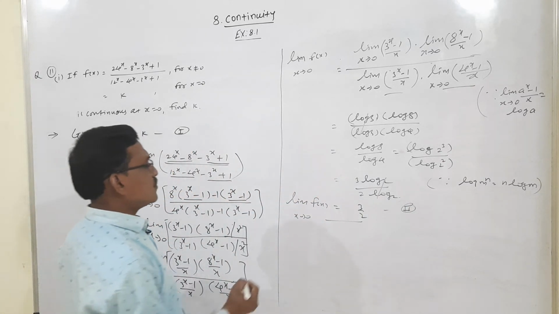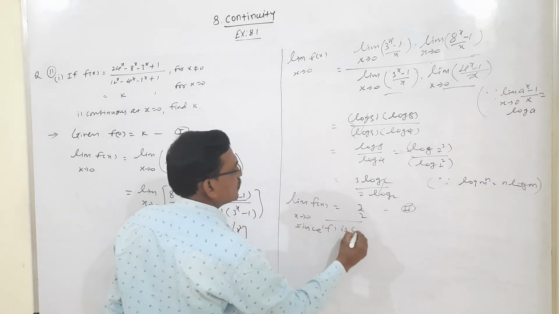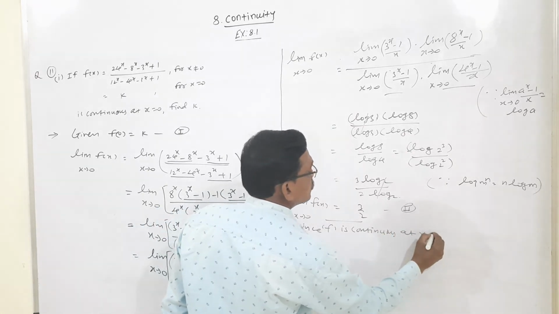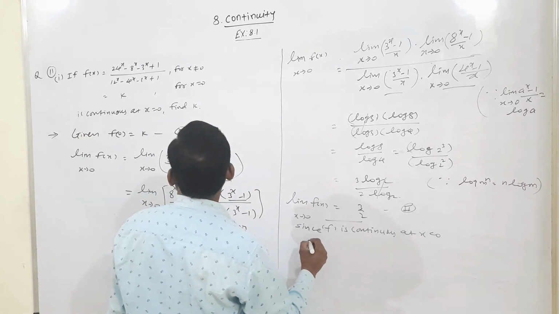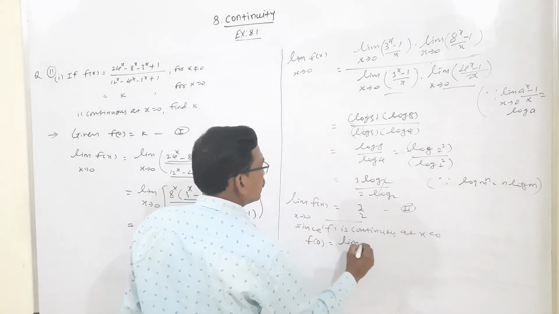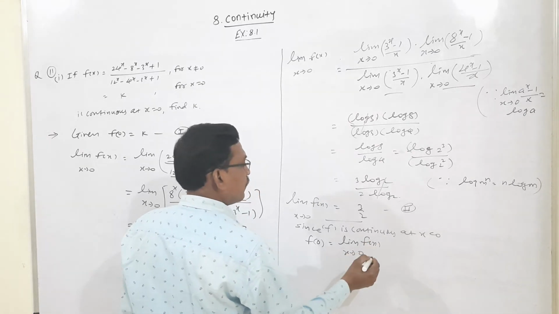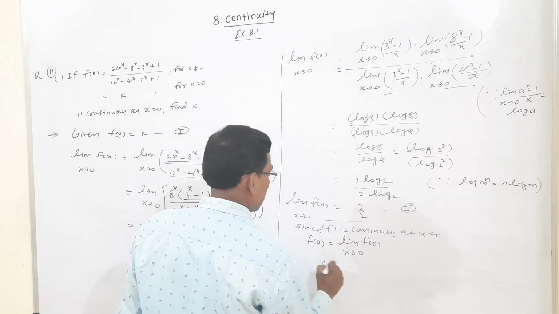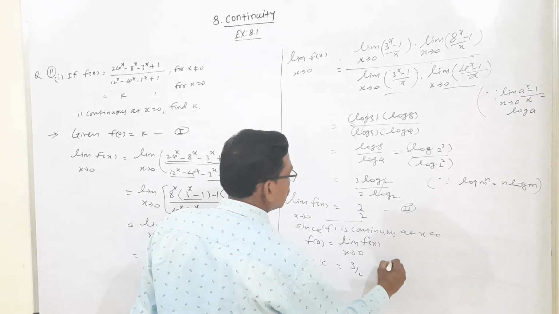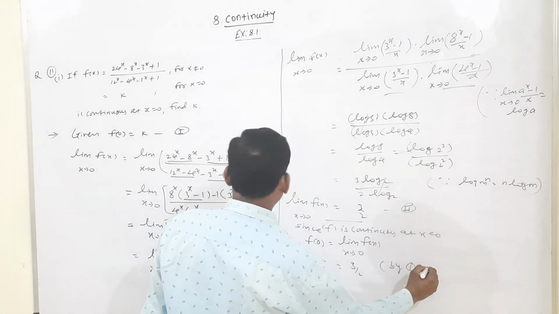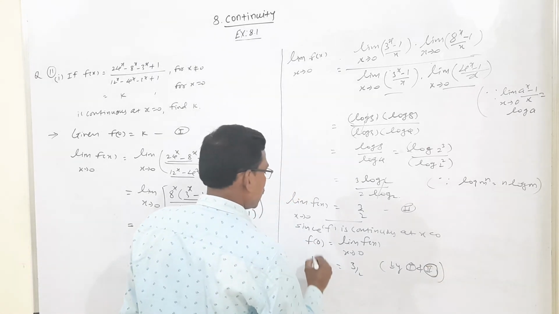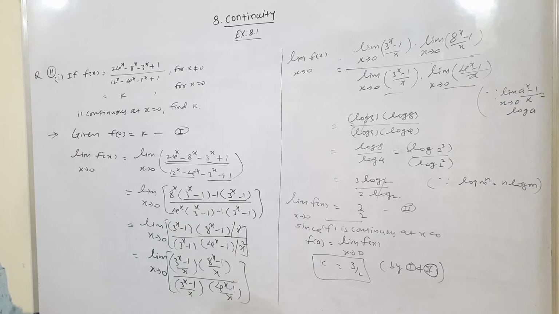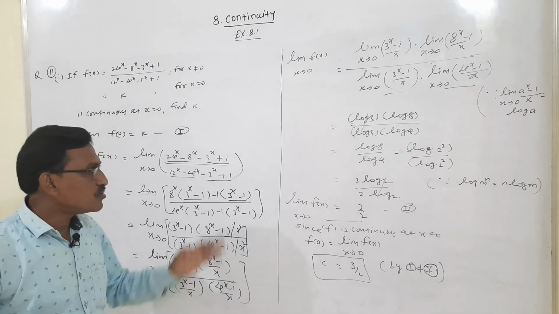Since the function is continuous at x equal to 0, it means that the limit of that function equals the function value at that point, f of 0, equal to the limit of that function as x tends to 0. By 1 and 2, f of 0 by 1 is k and by 2 it is 3 by 2. And so therefore in this way we have found the value of k by using the limit of the function, by using the continuity of the function.